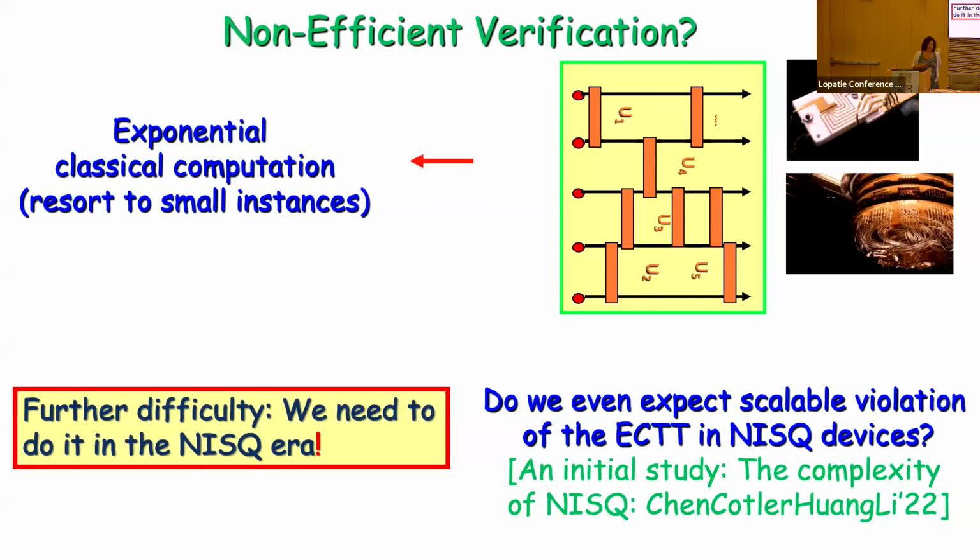Now, I want to say that I'm using quantum advantage here with caution, because of the very, very long list of different ways to interpret these terms. So I basically mean violation of the extended Church-Turing thesis. Okay, so asymptotic quantum advantage. So now the question is, can we actually, even if we give up the efficiency of the verification, find such advantage?